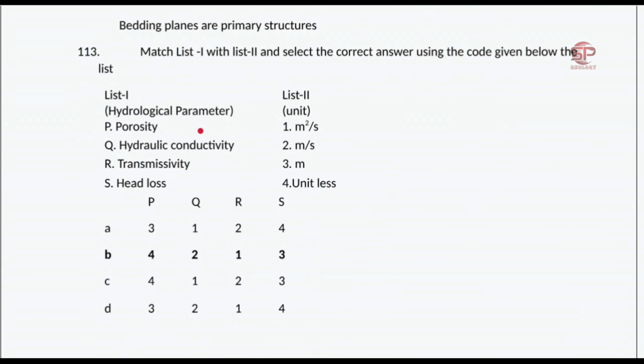Then porosity is unitless because it is calculated in percentage or fraction. Hydraulic conductivity is meter per second, meter per day, meter per time you can say. Then transmissibility is meter square per day, the thickness into hydraulic conductivity. Then head loss is a change in height, so that's why it will be meter. Also will be B.